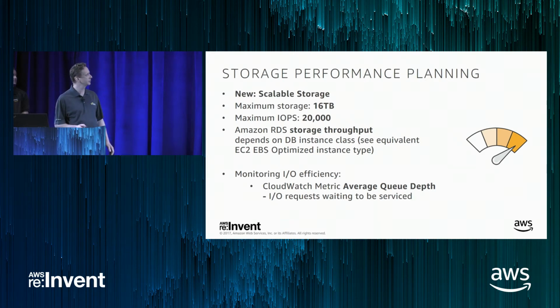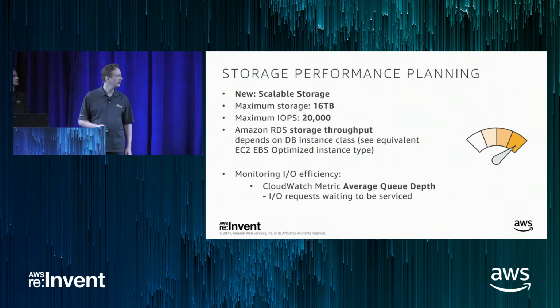Relatively new news, but not as new as that: a few months ago, we announced an increase. Maximum storage is now 16 terabytes on RDS, and maximum IOPS of 20,000. And you're going to have very similar considerations. Vlad did an excellent job explaining this on EC2. You want to keep that in mind between the instance type and the storage type, and balancing that IOPS and throughput.